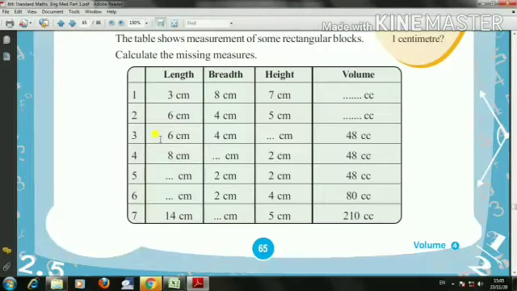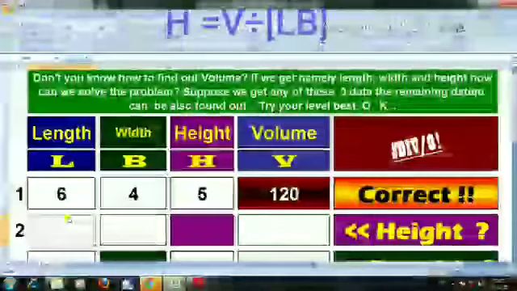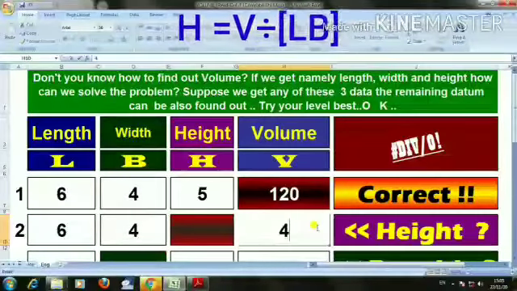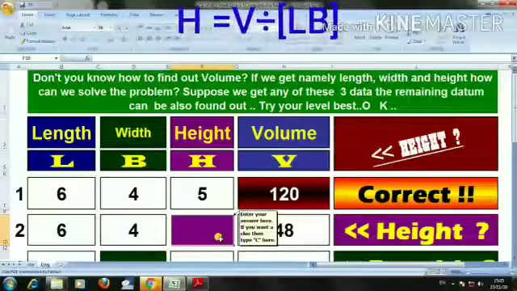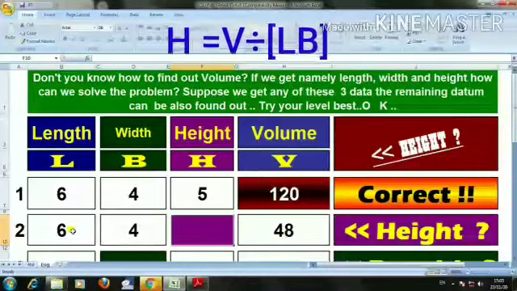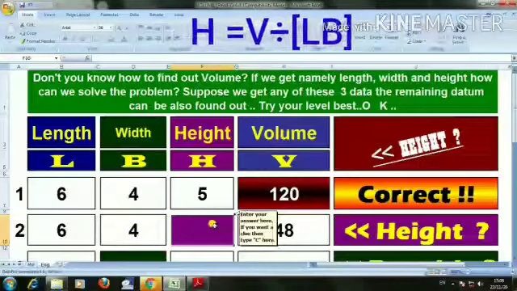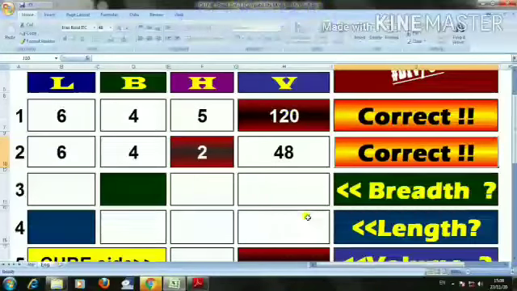Now let's go to the next question, third question. What's the third question? 6, 4, 48. We have to find out height here. So 6, 4 and 48. We are entering 6 here, 4 here, 48 here. Then what will be the answer or height that we have to find out? 48 divided by 6 into 4. 6 into 4 is equal to 24. 48 divided by 24 is equal to 2. That we enter here. So you can see correct.